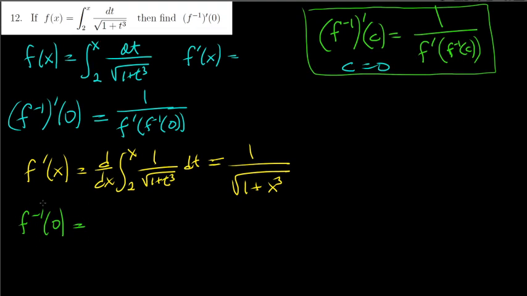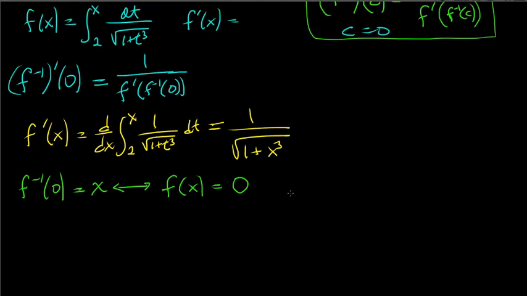So just think about what the inverse at 0 is. It's going to be a value of x, right, such that if I plug in x into the function, I get 0. So in other words, we just have to solve this equation. So we have to solve f of x. Remember, f of x is this definite integral. So where's this definite integral equal to 0? For what value of x?